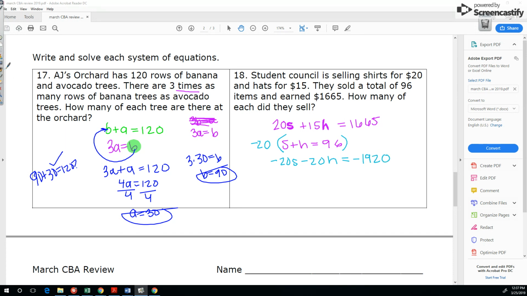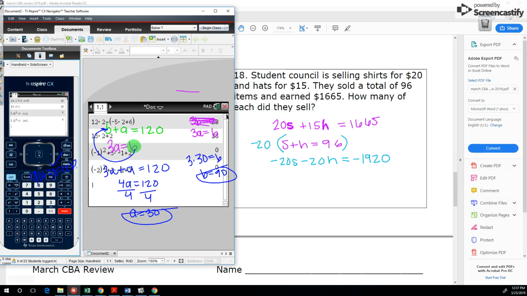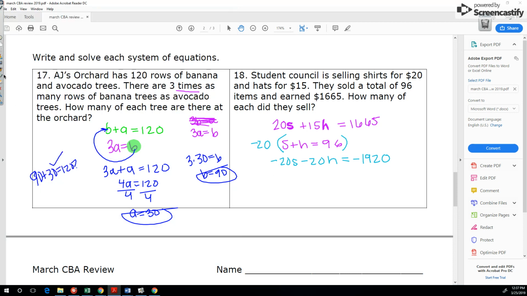Let me just check that before we do all this work, just to make sure. So I have negative 20 times 96. It's Monday when I'm making this video, so I'm just making sure. Yeah, negative 1920. Okay, so if I get rid of this for a second, I'm going to add these two equations together. 20s plus negative 20s cancels out, eliminates. 15h plus negative 20h is negative 5h.